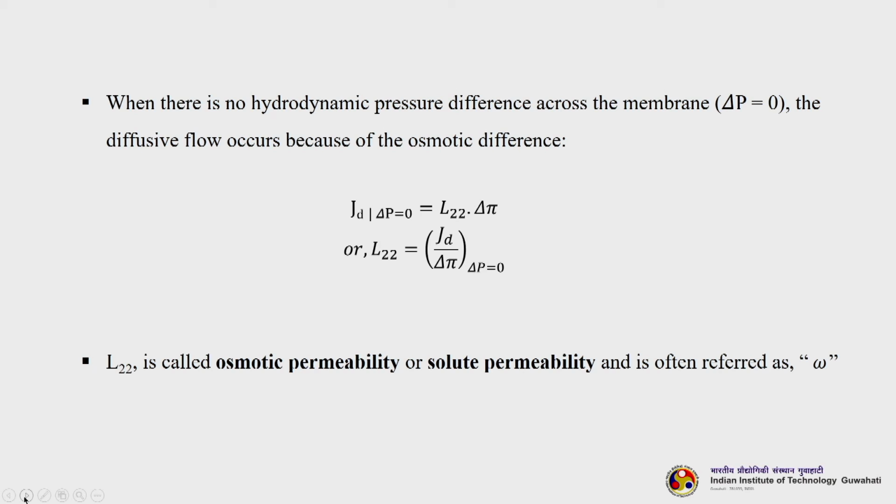So, when there is no hydrodynamic pressure difference across the membrane, that means delta P equals 0, the diffusive flow occurs because of the osmotic difference.